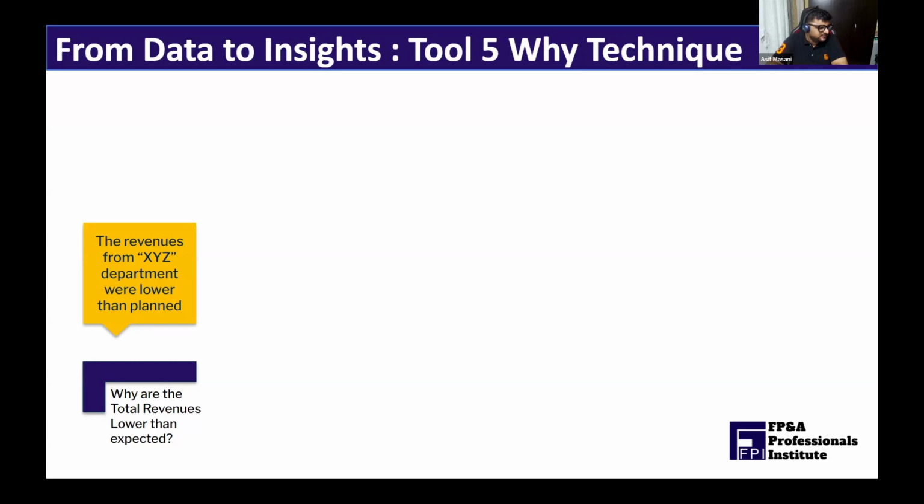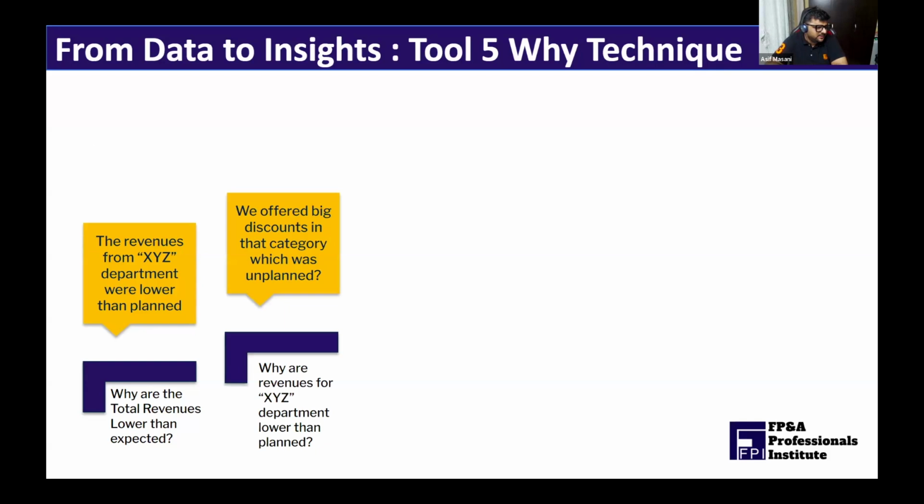In this case, the revenue is less than the plan revenue. Total actual revenue is less than the plan revenue. Ask the first question, why? Then you figure out from the accounting data or from the ERP that lower revenue is mainly coming from one particular department, XYZ department. Then you look at that particular XYZ department in detail from the data, and you figure out why.